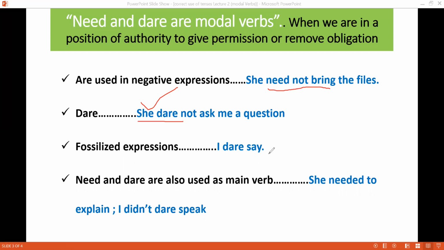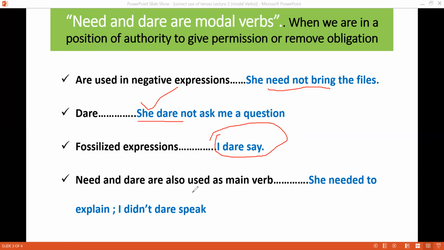Although I dare say has become a fossilized or archaic expression, not used much now, you may see it in writing or speaking by some people, they use it sometimes. So it may be used like I dare say. Need is used in negative expressions and dare is used in both negative and positive statements.